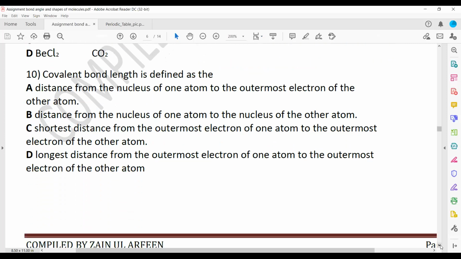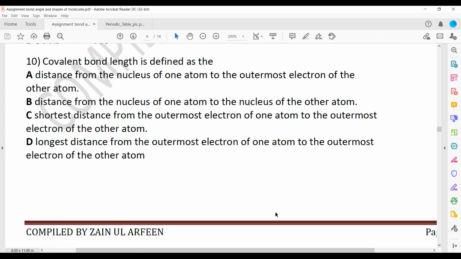Then another question, covalent bond length. How do we define the length of a covalent bond? The statements explain it as the distance from the nucleus of one atom to the outermost electron of another atom, or the distance from the nucleus of one atom to the nucleus of the other atom. That is known as the bond length.